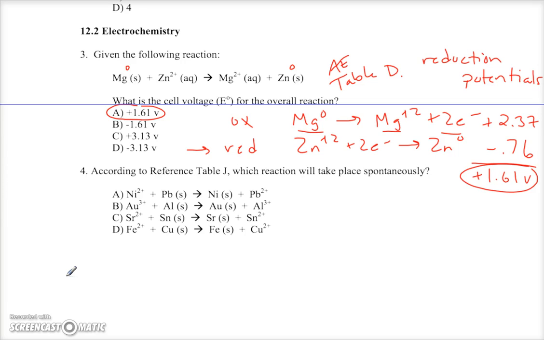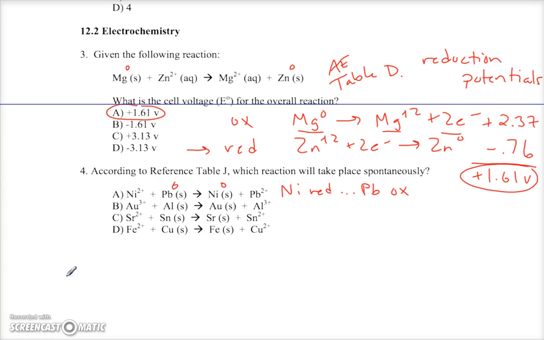Number 4, according to reference table J, which reaction will take place spontaneously? All right, so what are we going to take a look at here? In choice A, we have nickel 2 turning into nickel 0. So right here in this one, we see nickel being reduced, and we see lead going from 0 up to plus 2. So Pb in this example is being oxidized.